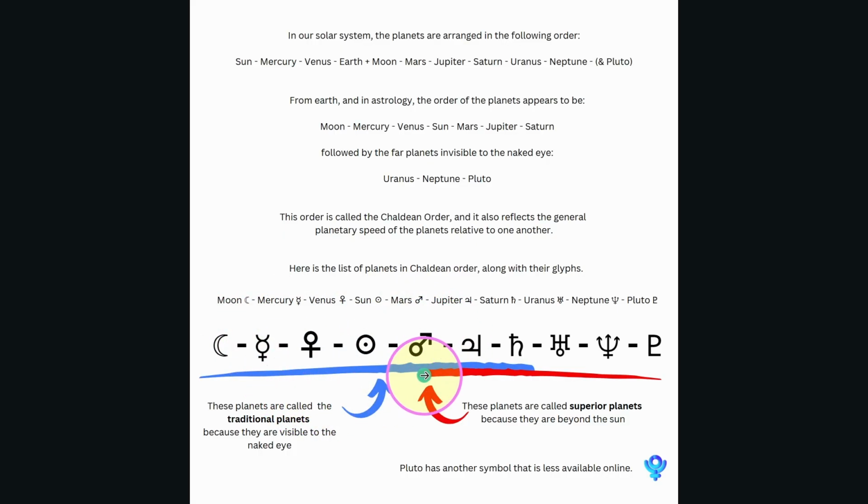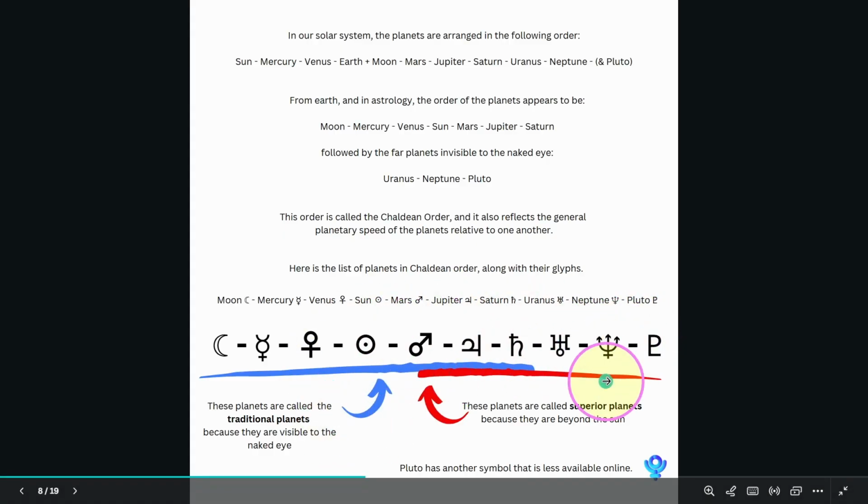And then these planets from Mars, Jupiter, Saturn, and the far planets are all called superior planets because they're beyond the sun. So we've got our inferior planets, or our inner planets, and our superior or external planets because they're on the superior side, they're on the outside.